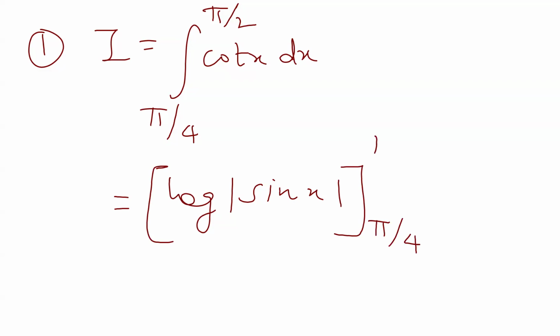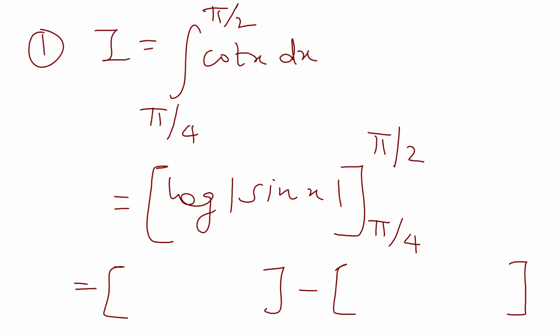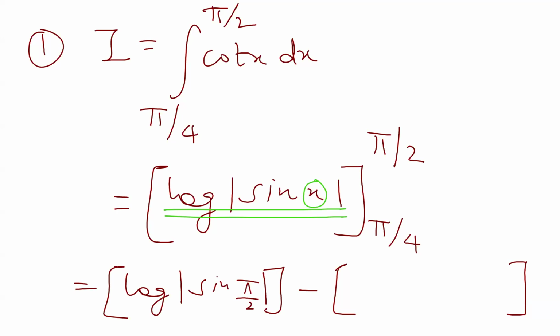Lower limit and upper limit. So this is equal to box minus box. Now within the box bracket, we have a function of x because it is log sin x. There is an x term. It is a function of x. So in place of x, we are first going to put the upper limit, and then in place of x, the lower limit.